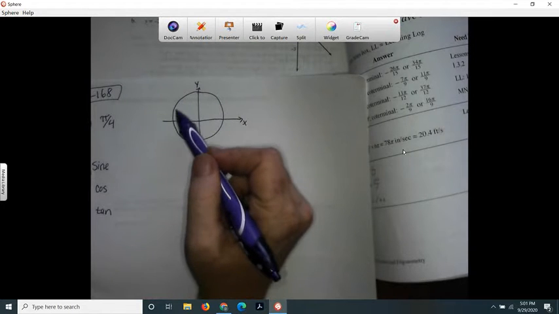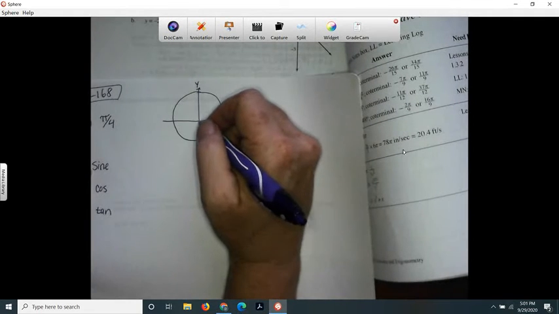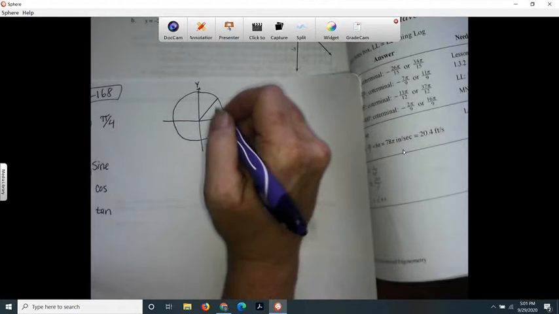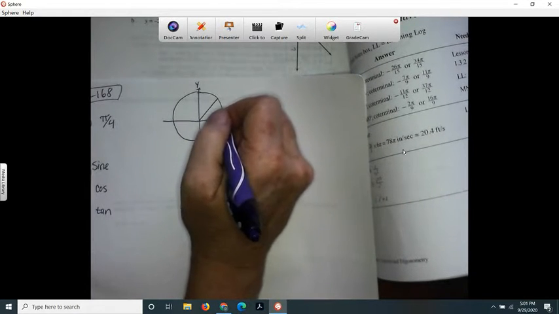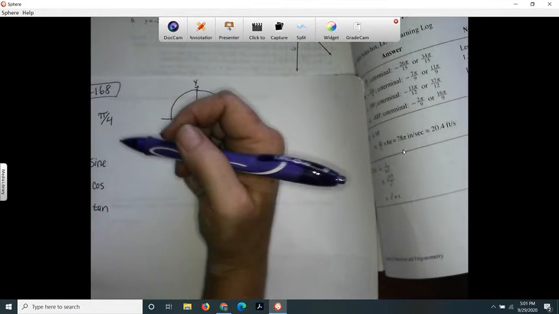Now pi over 4, I remember this. I remember that all the way around the unit circle is 2 pi. I know that halfway around the unit circle is pi. If halfway around is pi, then this would be pi over 2, and here's pi over 4. So pi over 4 is kind of like our 45 degrees. And I'll just show it as how we're opening up an angle from the positive x-axis. Okay, so that's how I'm going to show my angle. And then I need to find sine, cosine, and tangent.